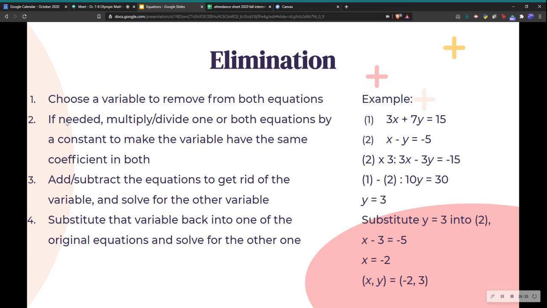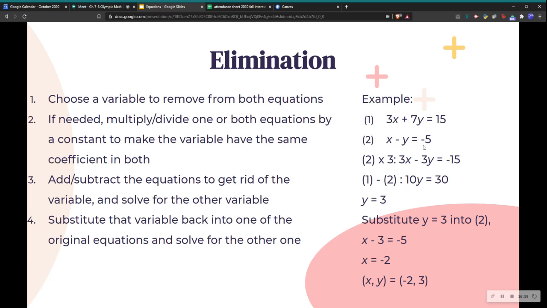Step 2, this is an optional step, but if you need it, you have to multiply or divide one or both equations by a constant. That way you can make the variable that you want to eliminate have the same coefficient in both of the equations. And why do we do that? It makes it easier to get rid of that variable.